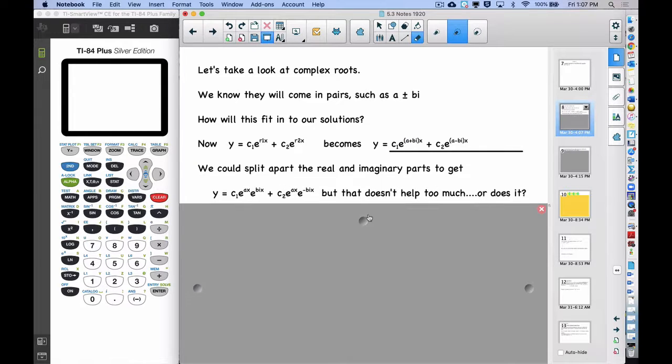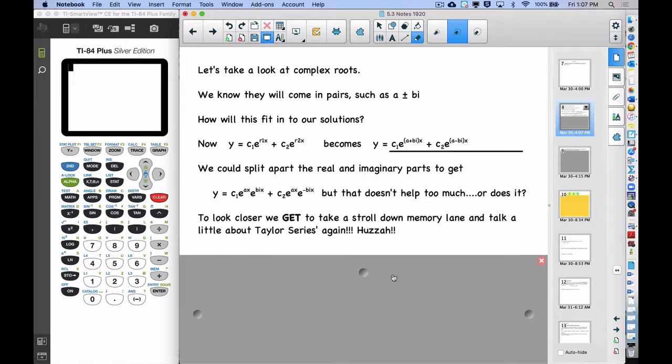So then we kind of go, well, what should we do from here? Well, we could split it apart into the real and the imaginary parts. So we're basically just using exponent properties to pull these apart a little bit. Maybe we do that and we look at it and go, well, does that help? And that's kind of the question.